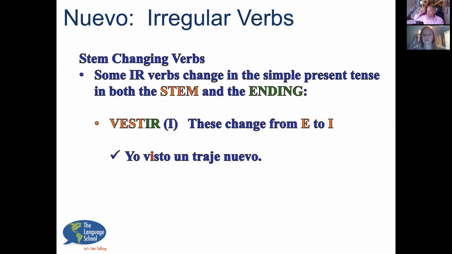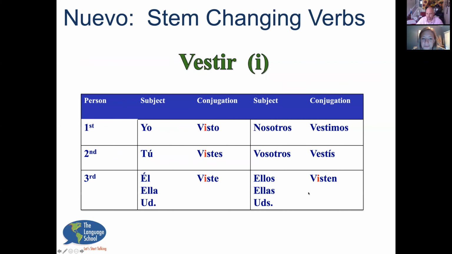So vestir means to dress or to wear. If you want to say, I wear a new suit, you would say, yo visto un traje nuevo. So notice the ending still changes, just like IR verbs, but we also change this E here to an I, yo visto. So that's what it looks like on the verb chart. Vestir, yo visto, repite, yo visto.